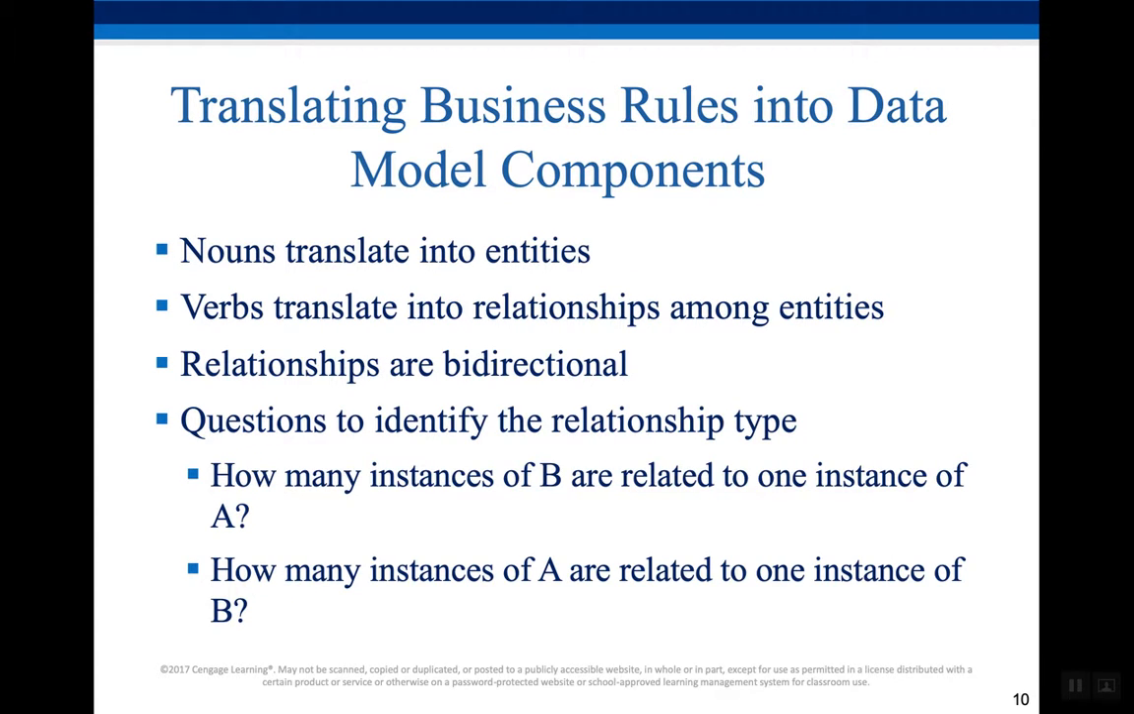So this translation of business rules into data model components is not necessarily a straight line, but these are some of the things we do. You'll see we translate nouns into entities or tables. Verbs will translate into relationships among the different tables. And then the relationships are bi-directional. So it depends on the perspective of where you are at.